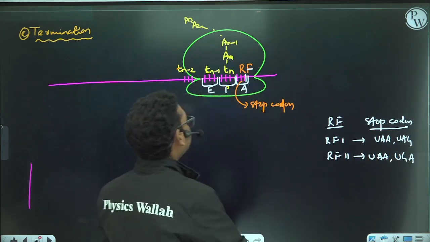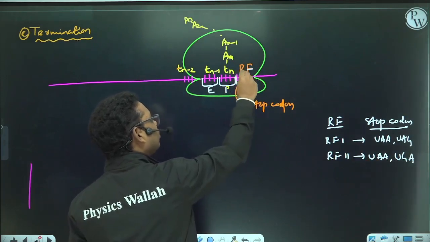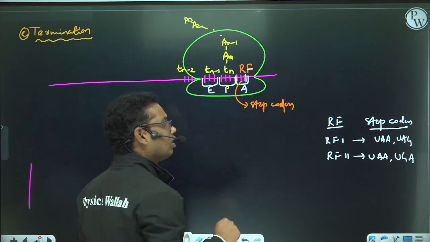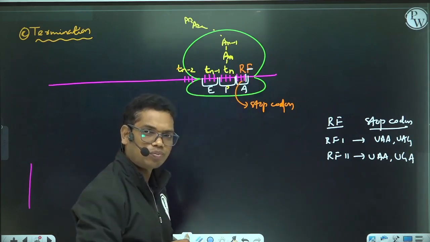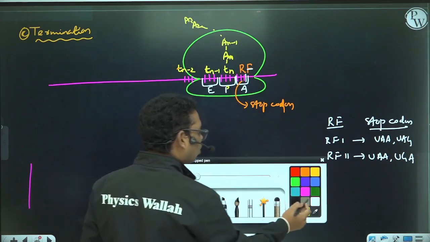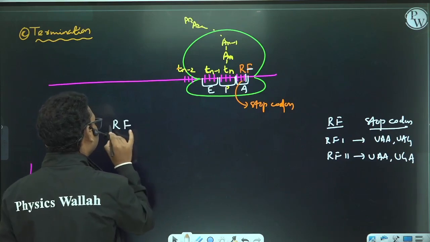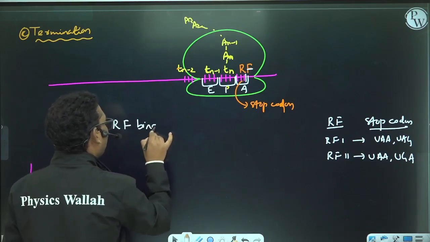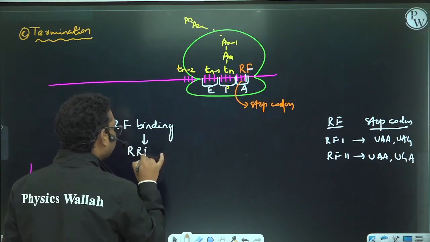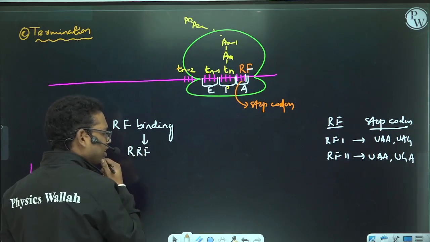Okay. So when a stop codon comes at the A site, the release factor will go and bind at the A site. That will stop the translation. And later on, what will happen? After the binding of RF, the RRF will come and bind. RRF is the ribosome recycling factor. This is release factor, this is ribosome recycling factor.